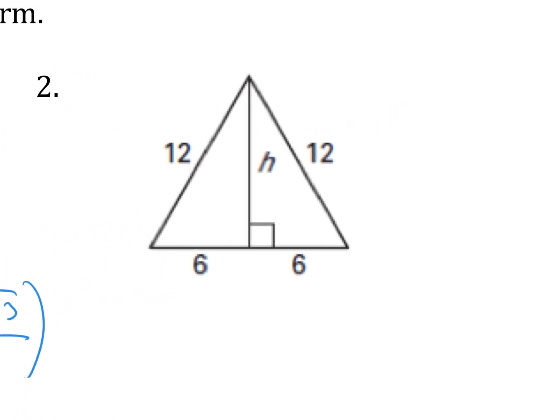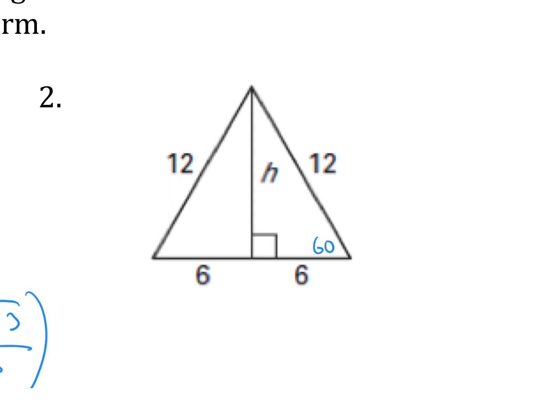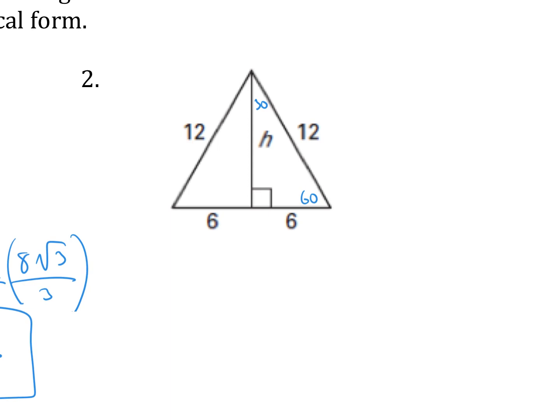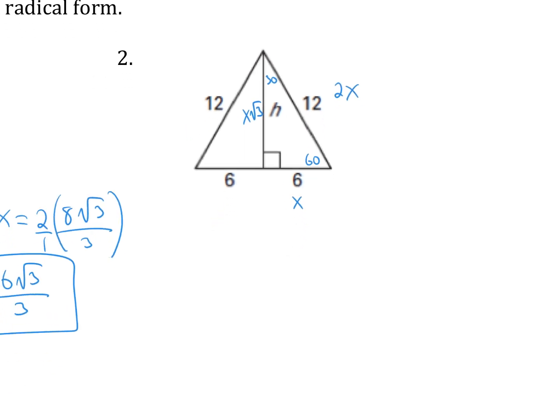Number 2. So we have this triangle here. This is 60. This is 30. It's an equilateral triangle. Okay, so what do we know here? Well, we know across from 30 is going to be x. The long leg is going to be x square root of 3, and the hypotenuse is going to be 2x.